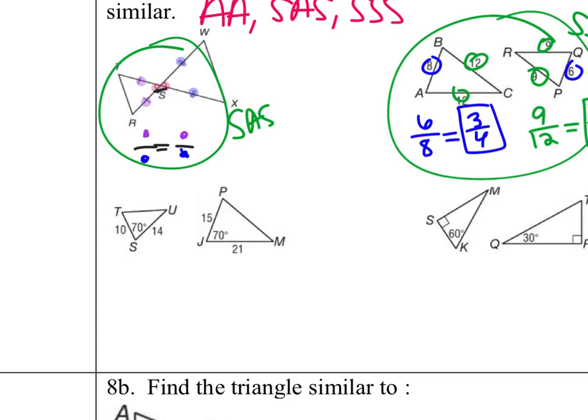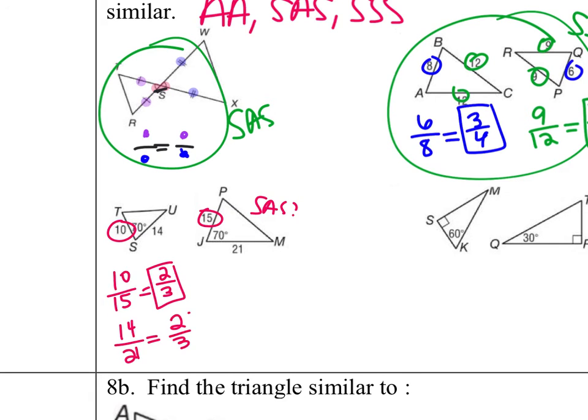Here, the next option, we have a set of sides and an included angle. So I need to think, okay, would this be side, angle, side again? Okay, set up your proportions and solve. Okay, so 10 over 15 equals 2/3. Okay, so that's one ratio. And then 14 over 21 would be 2/3 as well because that's divisible by 7.